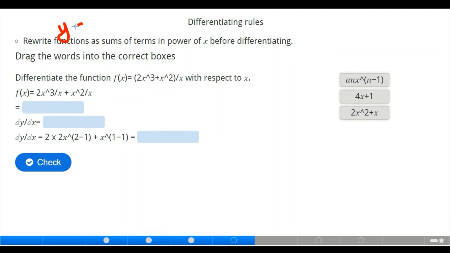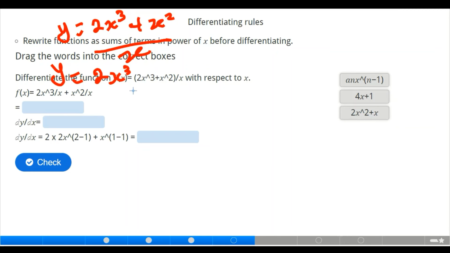So we have y equals 2x raised to the power 3 plus x raised to the power 2 all over x. So let's split this denominator and have individual fractions. So we have y equals 2x raised to the power 3 all divided by x plus x raised to the power 2 divided by x. You know, x can actually go into x raised to the power 3, so we can have this one to be 2x raised to the power 2, right?